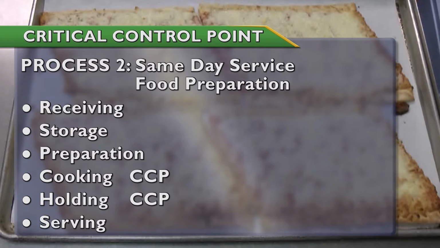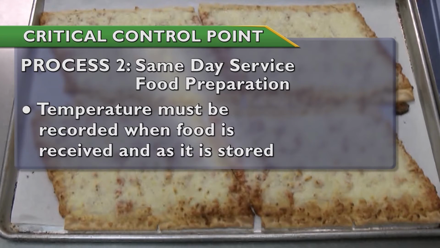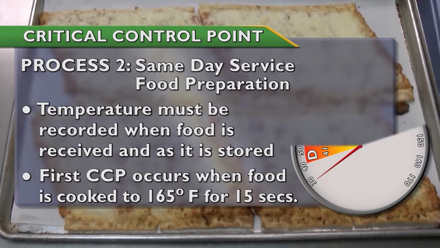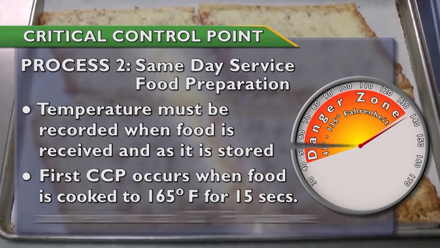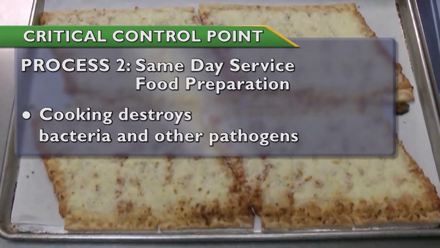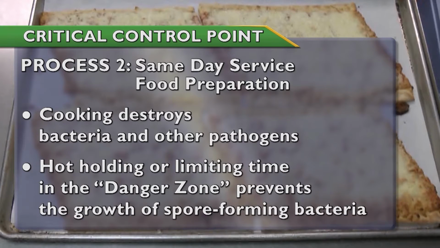In process number 2, same-day service food preparation, the temperature must be recorded when food is received, and again when it is stored or in storage. The CCPs occur when the food is cooked to 165 degrees Fahrenheit for 15 seconds and held hot at a temperature of 135 degrees Fahrenheit or above. Cooking destroys bacteria and other pathogens. Hot holding or limiting time in the danger zone prevents the growth of spore-forming bacteria.